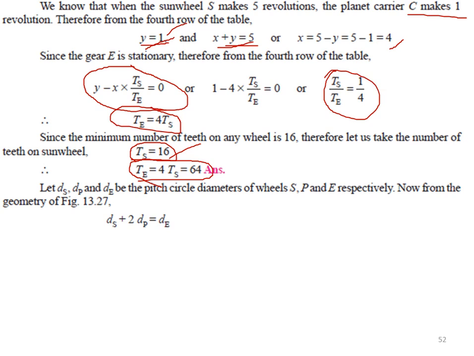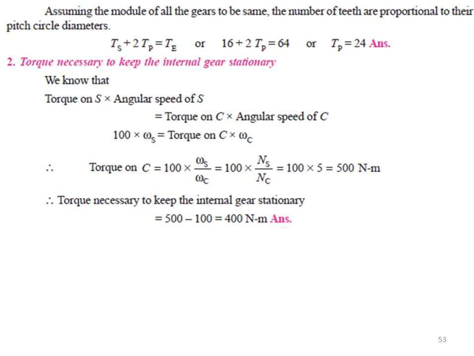Okay. And from the ratio of the pitch circle diameters for S, P and E, you get ds plus 2 times dp equal to de. Okay. So from this relation you get Ts plus 2 times Tp equal to Te. So from there you can calculate the number of teeth for P also. So you get 24.